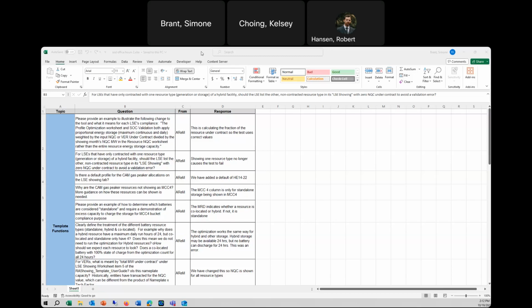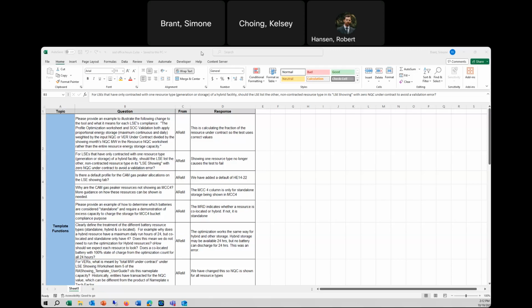The next question is, why are the CAM gas peaker resources not showing as MCC4? More guidance on how these resources can be shown is needed. So, the MCC buckets are expected to go away except for the DR cap after next year.